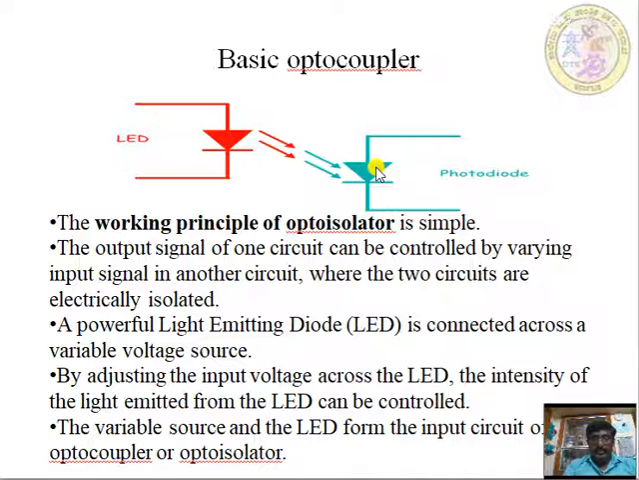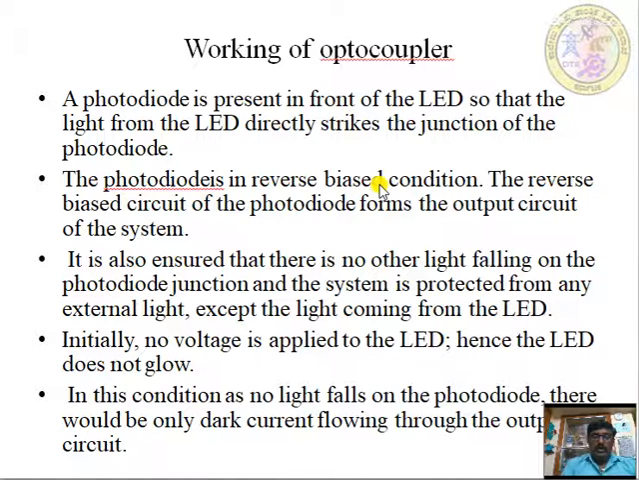The working principle is simple. The output signal of one circuit can be controlled by varying the input signal in the circuit, where the two circuits are electrically isolated. A powerful light emitting LED is connected across a variable voltage source. By adjusting the input voltage across the LED, the intensity of the light emitted from the LED can be controlled. The variable source and the LED form the input circuit of the optocoupler or optoisolator. A photodiode is placed in front of the LED so that the light emitted from the LED directly strikes the junction of the photodiode.